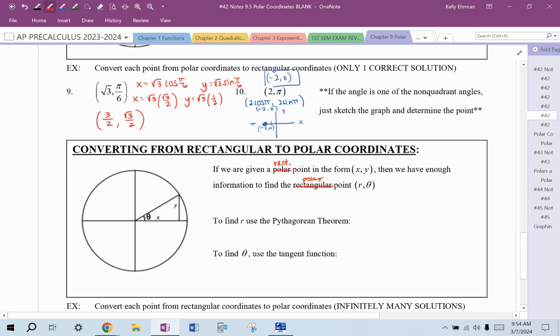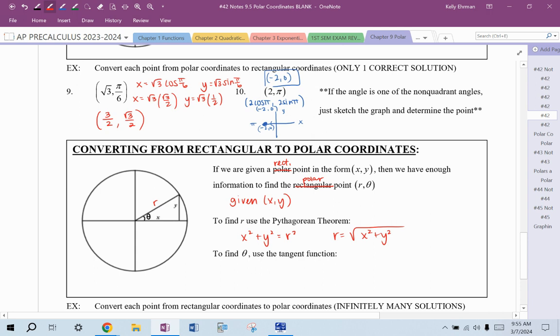So to find r, how do I find r if I'm given an x and a y? You're given x, y. That's the information you have. So x squared plus y squared equals r squared, so r can be the square root of x squared plus y squared. That's just the Pythagorean theorem.